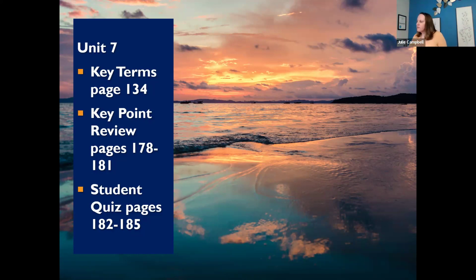The key point review, I do like this as like a checklist, a Cliff's Notes, if you will. Do not use it as a substitute for the whole unit. There's not enough information in there for the whole unit. But again, use it as I know what this is, I know what that is. And then the student quiz on 182. There's also some good quizzes in the online learning system.